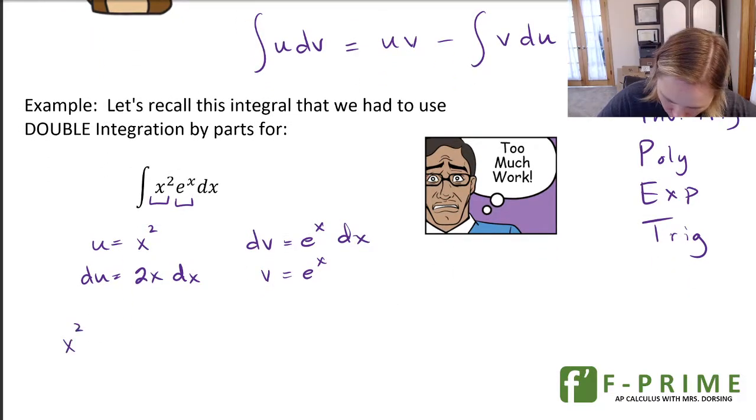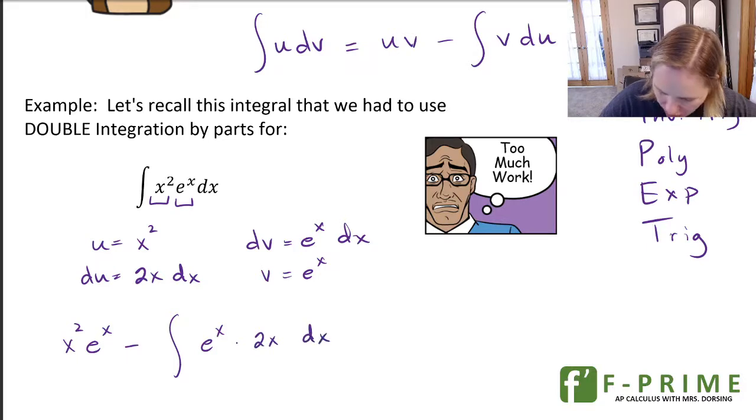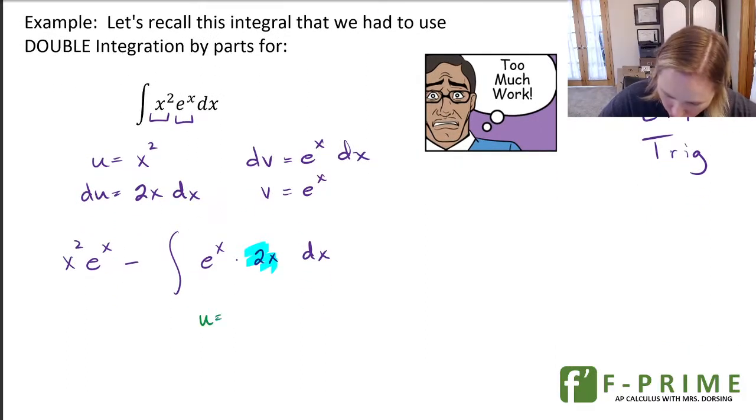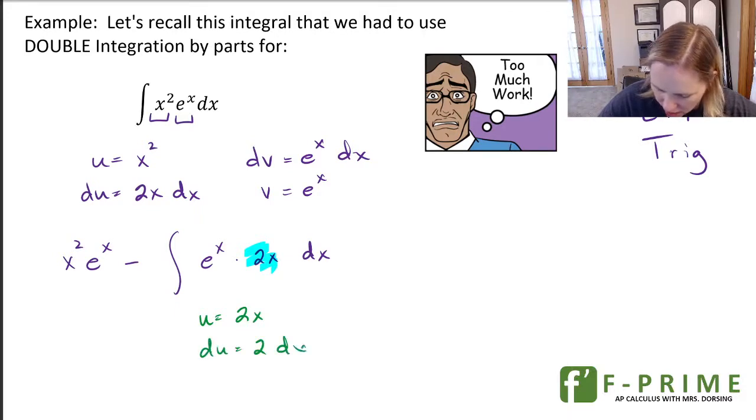We had x squared e to the x, so that's uv, minus the integral of v du. What we didn't like was that because we were left with this 2x here, we had to use integration by parts a second time. So we used the same process. We let u be that polynomial 2x, which means du is 2 dx. Then dv is the rest of it, e to the x dx, making v e to the x again, so that was nice.